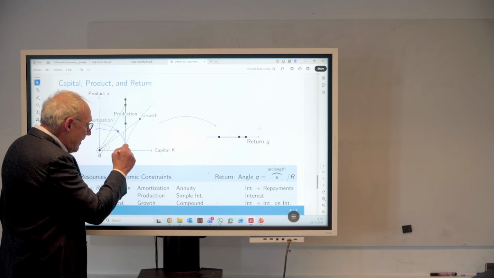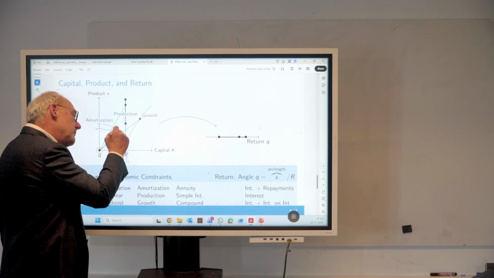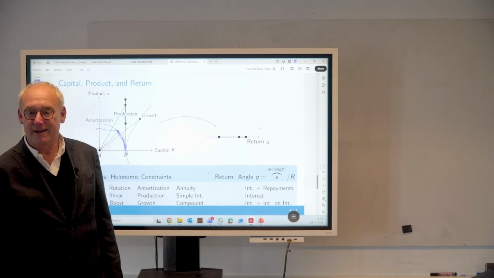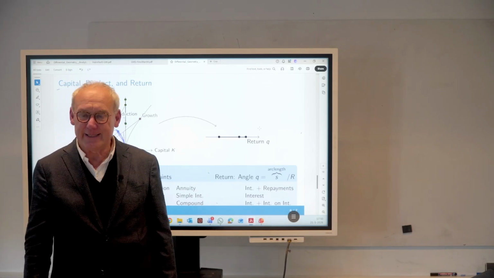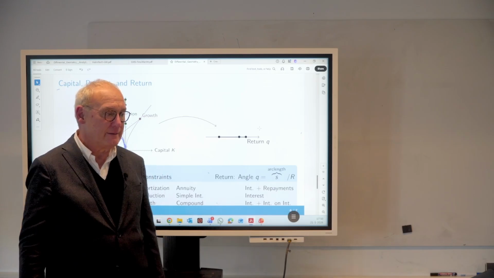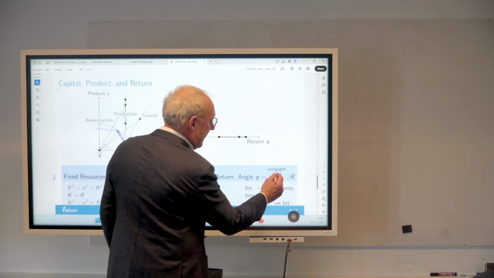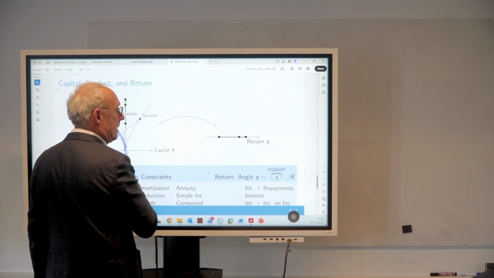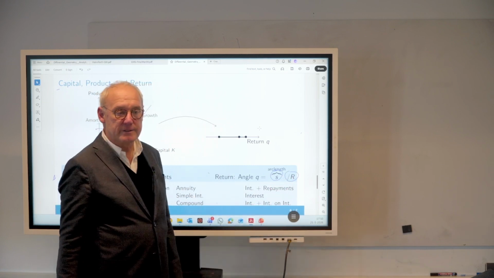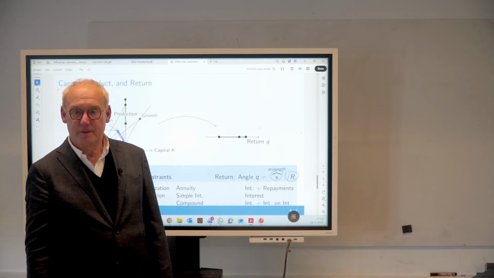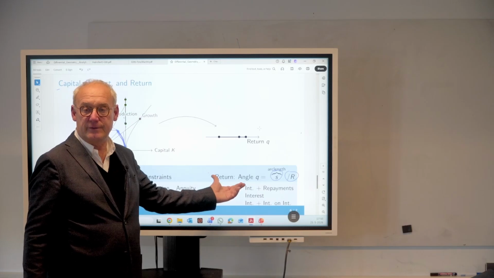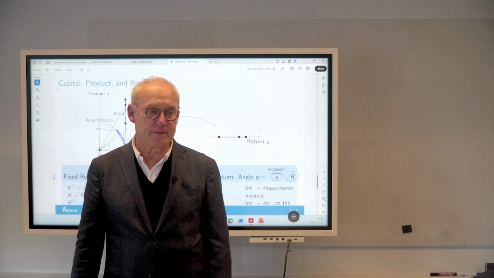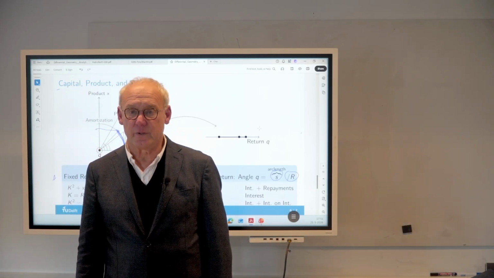If you figure that out, you'll see that the total return is exactly this arc length here. A little bit up, a little bit like that. Okay, that's the arc length. So your total return is this arc length, divided by that same R, your resources. And that gives you the angle, which is now your return. Well, it's more complex, but it works.